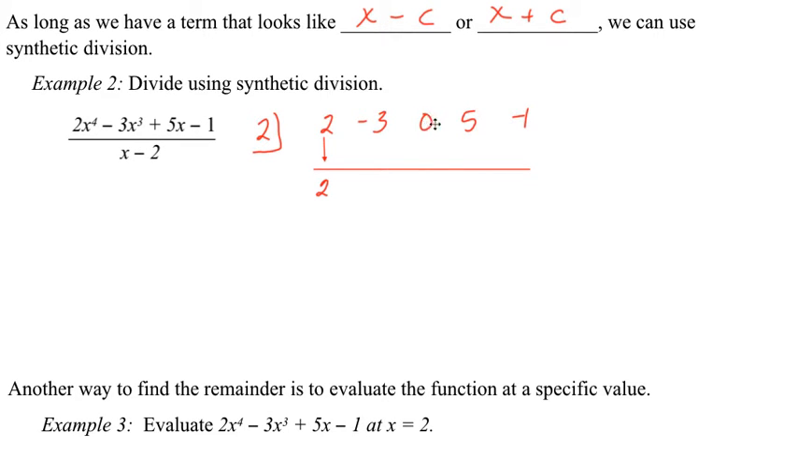This is the exact same problem, and we should end up with the exact same number in the end. So to start the process, x minus 2, if you were to set that equal to 0, we would get x minus 2 equals 0, or x is equal to 2. So the number that goes out on the shelf here is the way I like to phrase that, is what x is actually equal to. So that's a 2, and then you start by bringing down the first number.